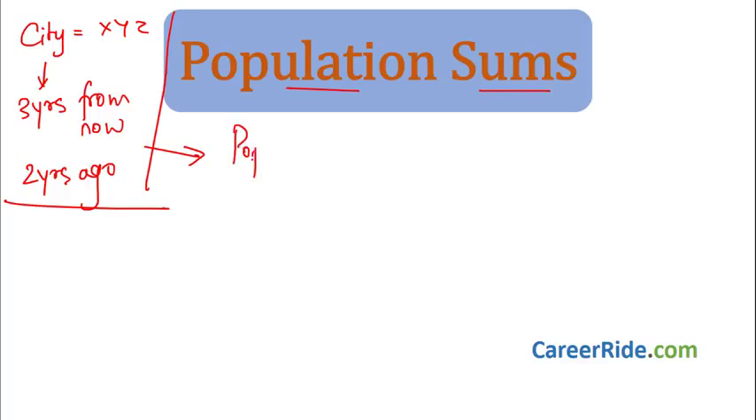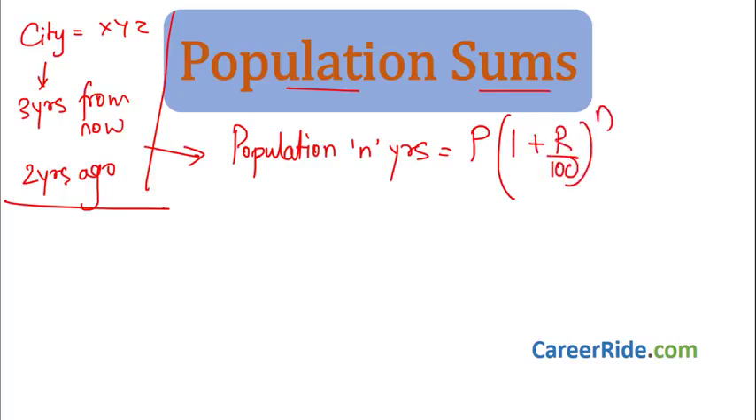So we had amount after n years; population after n years would be P, that is present population, into 1 plus R upon 100 raised to the number of years. R is nothing but the rate of increase of population. Now this is the formula for compound interest. There is a very slight change in the formula for compound interest and population while finding population. The change is that in compound interest we had a plus sign, in population we will have both plus and minus signs. Why both?